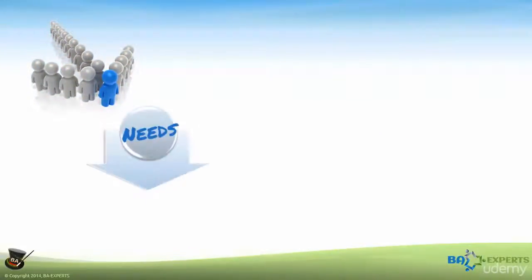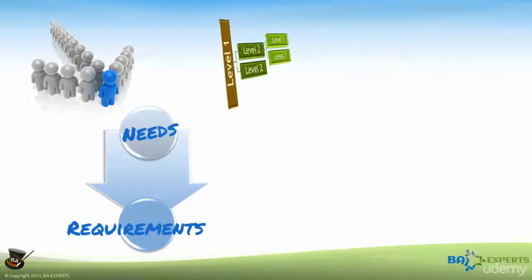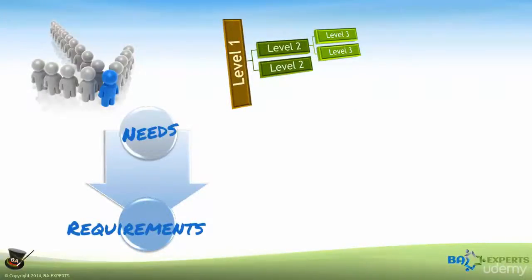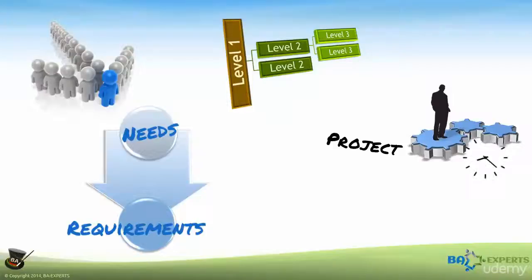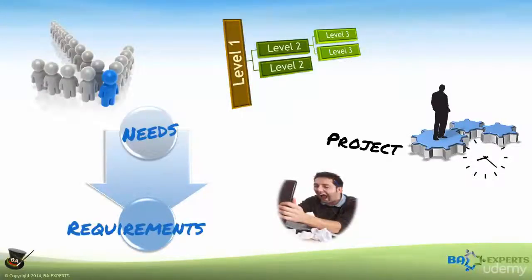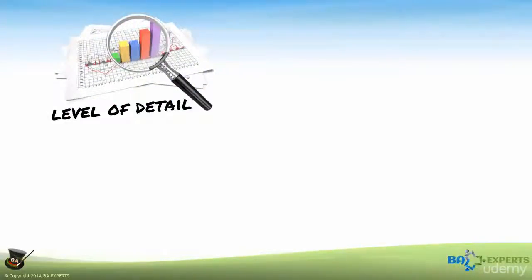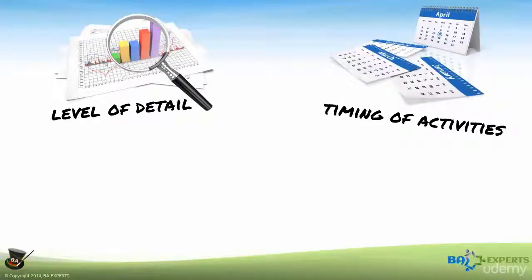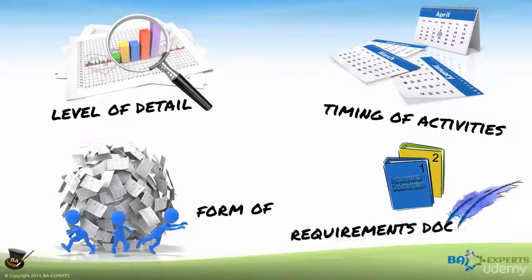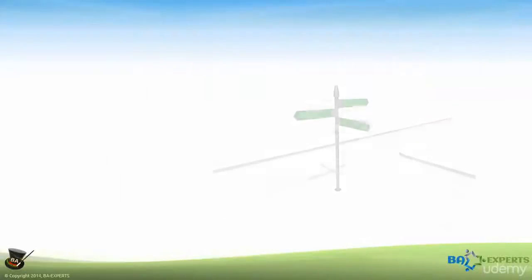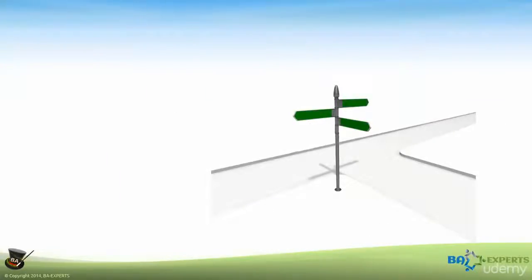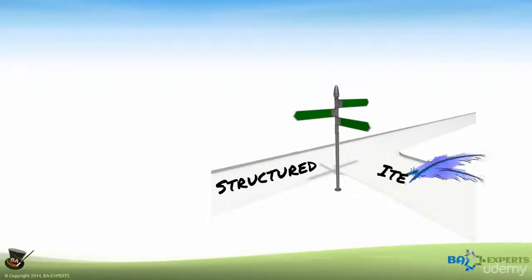As the individual responsible for translating business needs into requirements at various levels of detail, you will be involved in specific aspects of the project at different times and at different levels of intensity. The major differences have to do with the level of detail of the requirements, the timing of the requirements analysis and specification activities, and the form in which you document the requirements. The 3 different types of methodologies currently in use are structured, iterative, and agile.